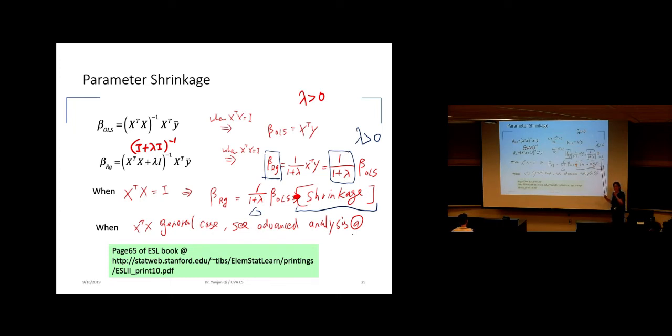When lambda is larger than 0, what does this mean? 1 over 1 plus lambda will be smaller than 1. So my ridge regression solution is a shrunk version of the original solution. That's why we normally call this kind of regularization shrinkage. Of course, you can prove other cases where it's not equal to I, but that's too hard. I'm not going to put it here, but this gives you a rough idea.